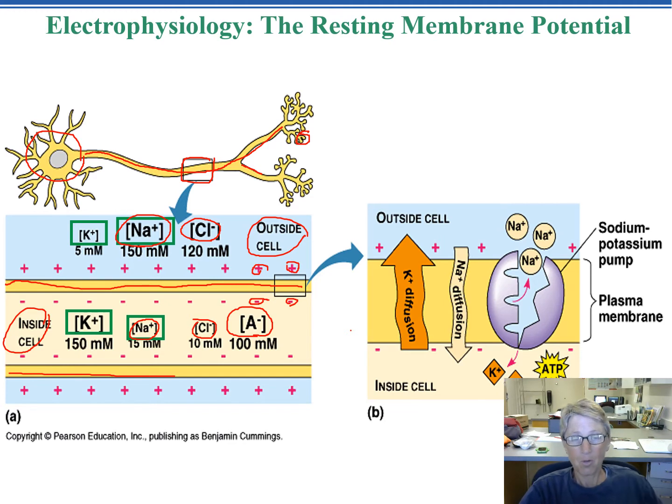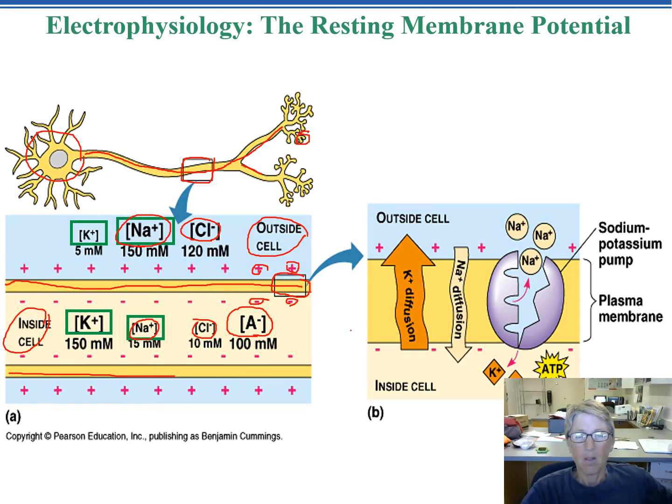And then you take this little piece here of the plasma membrane of the axon and you enlarge it, and you see these arrows. So it shows, this arrow says potassium diffusion, this arrow says sodium diffusion, and this purple thing is the sodium-potassium pump.